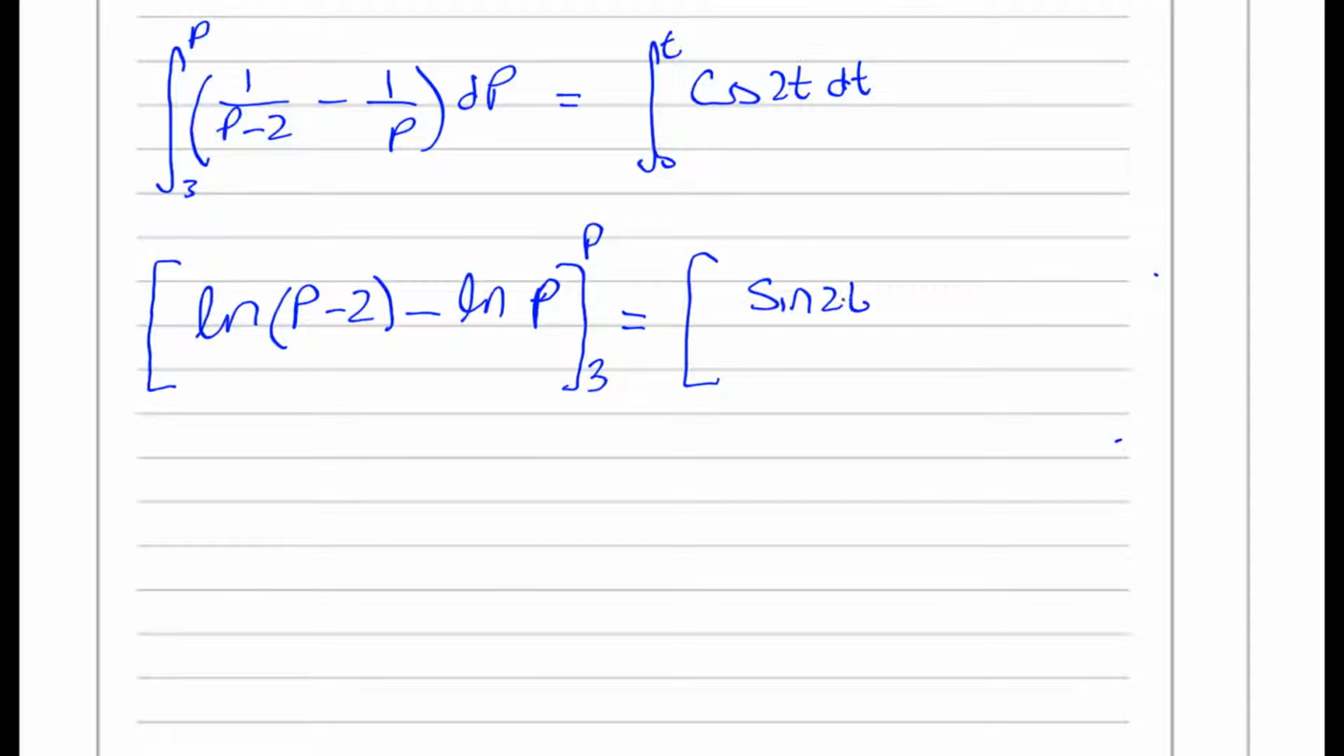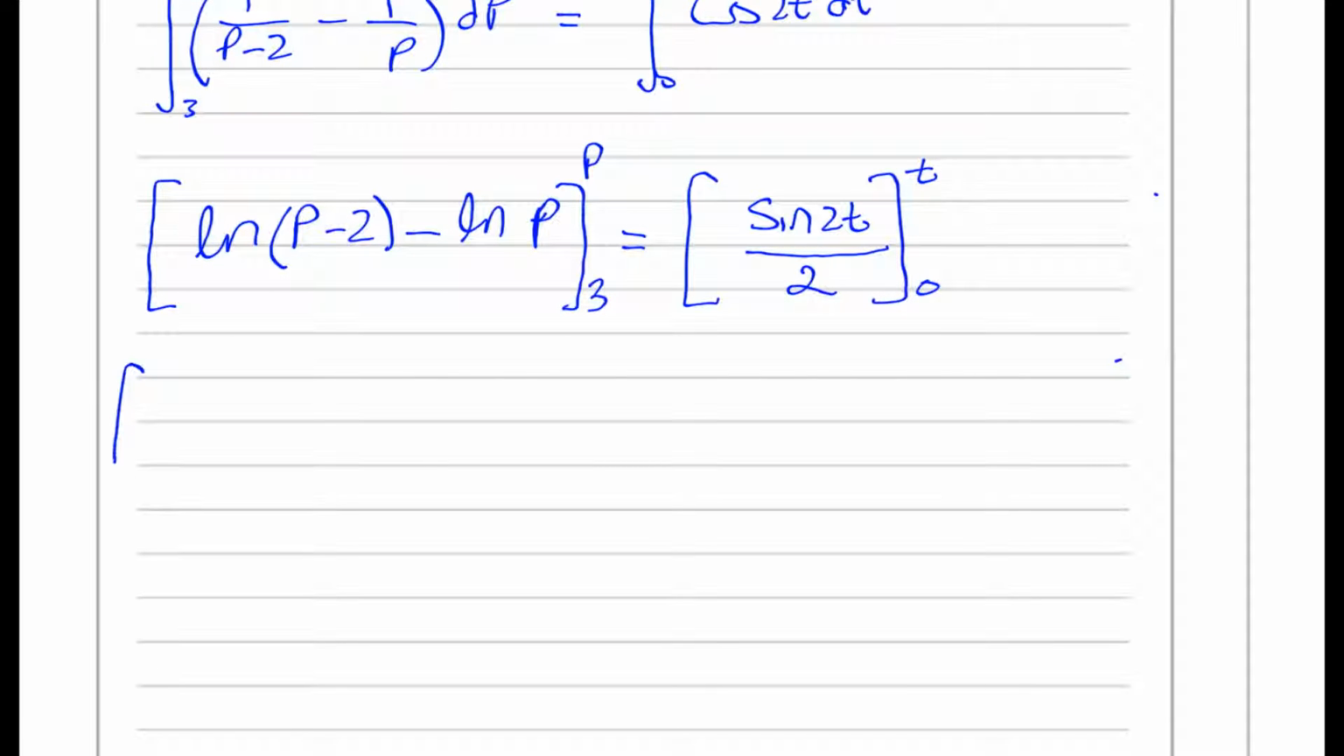But if there's a function within the function, which there is here, 2t, I have to also differentiate that and divide by the differential of that, and the differential of sine 2t is 2. So you're going to get sine 2t over 2, and you've got the limits of t and 0. So now we're ready to substitute those values in.